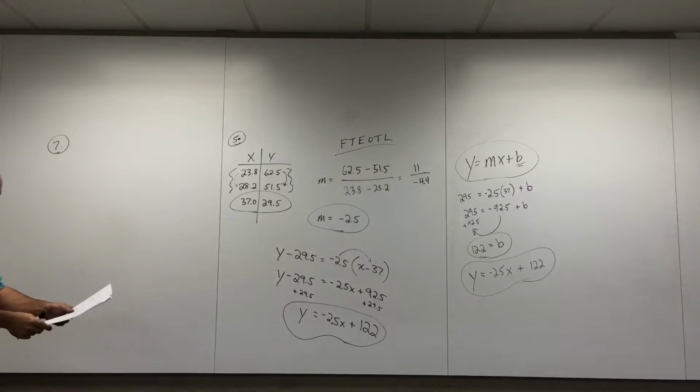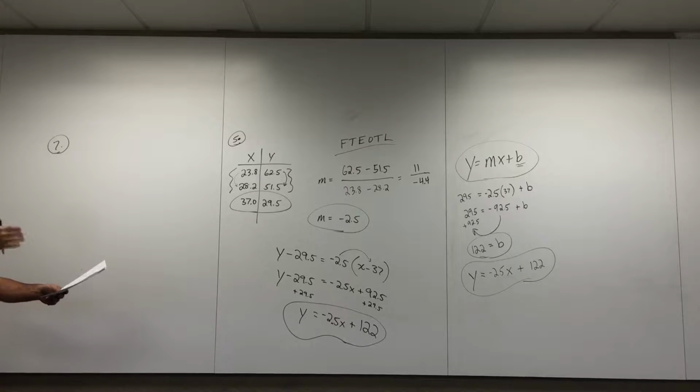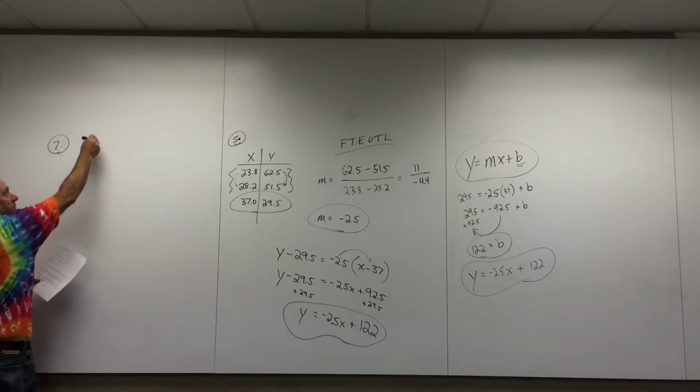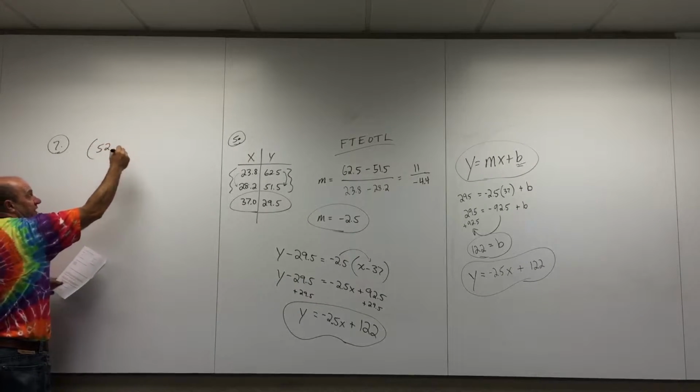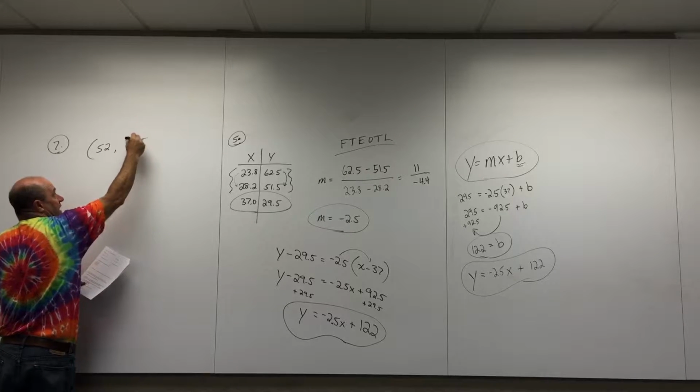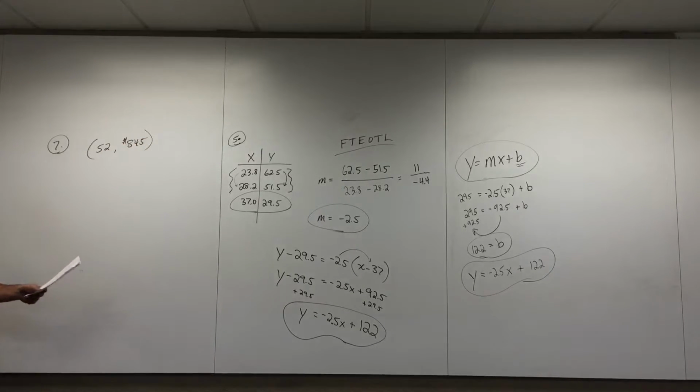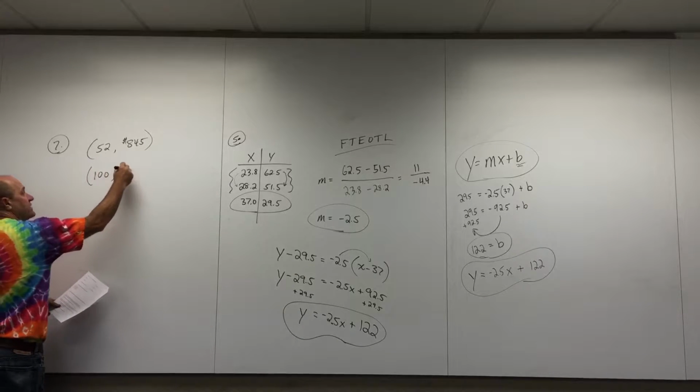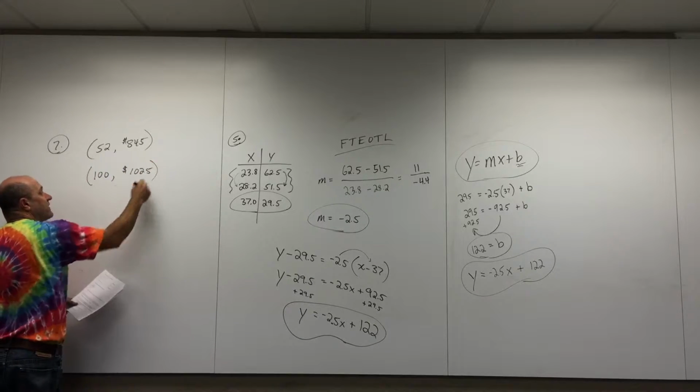What does it say? It says a businesswoman sells outfits in the mall. If she sells 52 outfits, her cost is $845. See, I feel like that's an X and a Y. I'm going to write it like that. She sells 52 outfits and it cost her $845. And they kind of go together like an ordered pair. As I read that problem, that's the feeling I got, and so I wrote that down. Then it says, when she sells 100 outfits, her cost is $1,025.